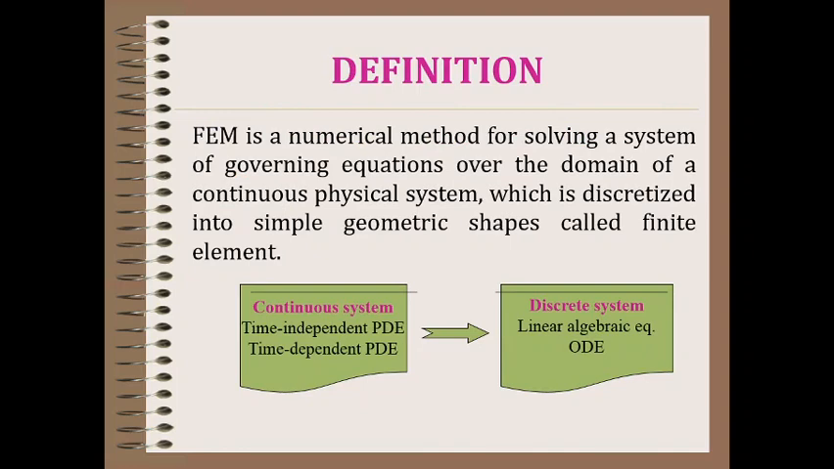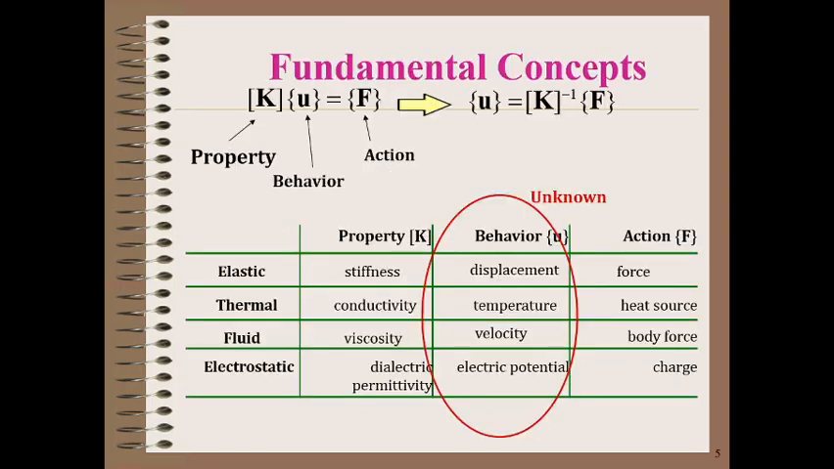So the clear definition of finite element analysis: finite element analysis or finite element method is a numerical method for solving a system of governing equations over the domain of a continuous physical system, which is discretized. That I discussed in the first slide. Discretization means the art of subdividing the parts into a convenient number of smaller elements. So it is discretized into simple geometric shapes called finite elements. The continuous system, for example, time independent partial differential equations and time dependent partial differential equations, we are changing into a discrete system and linear algebraic equations, that is ordinary differential equations.